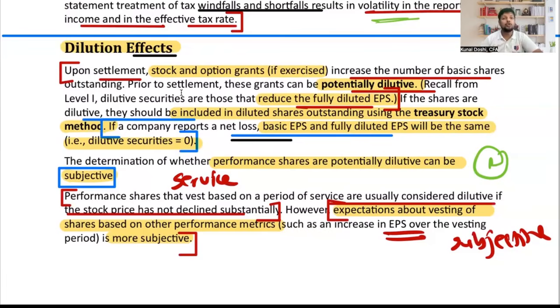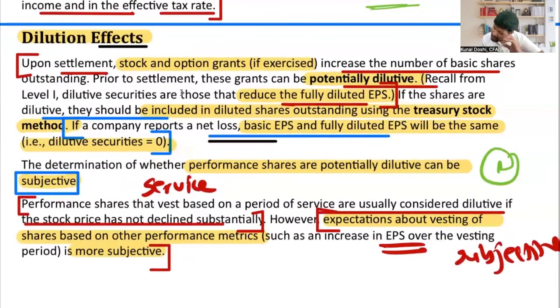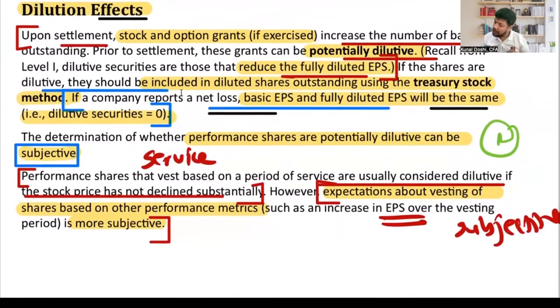All right. So remember, what is going to be the dilution? The increase in the number of shares, that is going to be potentially dilutive, if they are included. If the company reports a net loss, basic and fully diluted EPS will be the same. So in that case, there is no dilution, anti-dilutive.